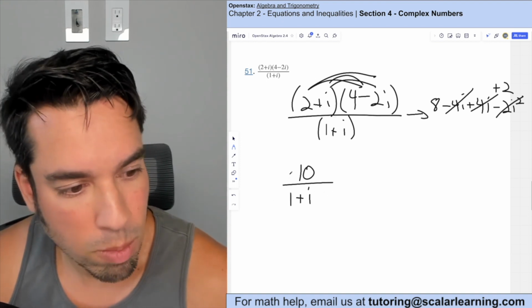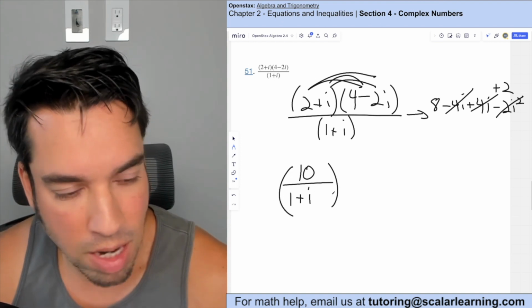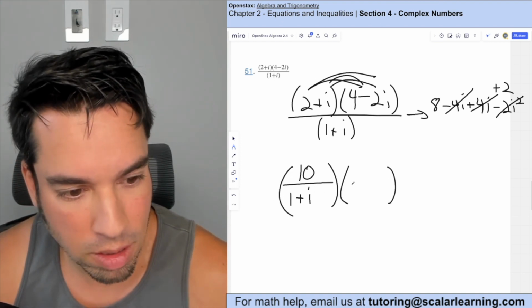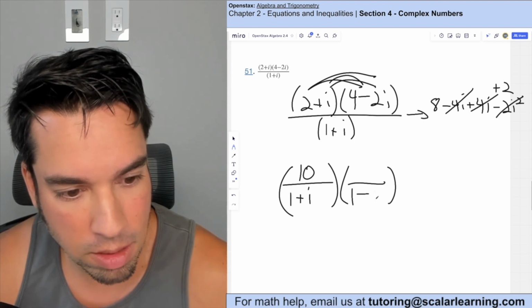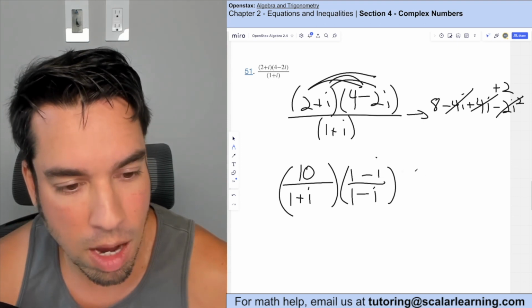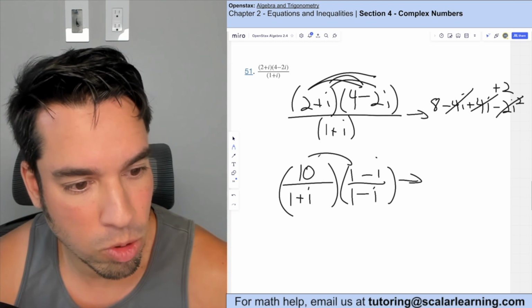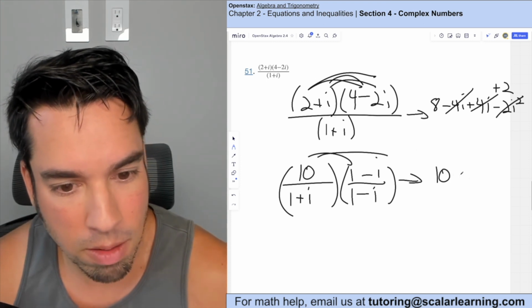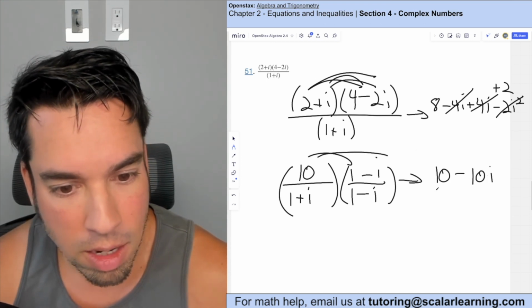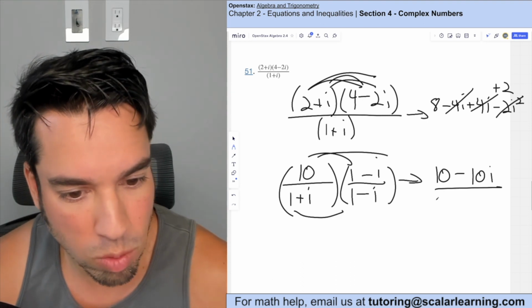Last but not least, we're going to multiply by the conjugate of 1 plus i, because we don't want an imaginary in the denominator, and that's 1 minus i over 1 minus i. So on top, we're going to distribute. We got 10 minus 10i. On the bottom, we have 1 times 1, which is 1.